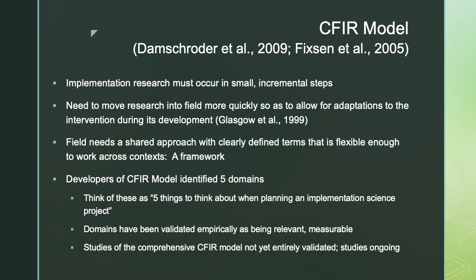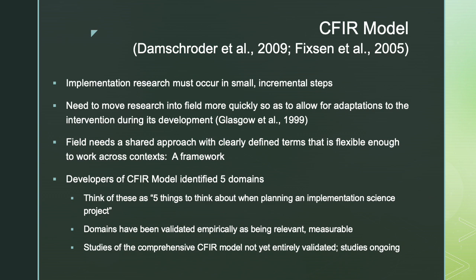Well, Glasgow, Fixsen, Damschroder, those scientists and others were suggesting that we would save ourselves some time and actually get better data sooner if we simultaneously evaluated the implementation of our interventions while also evaluating their impact. So the CFIR model was their attempt to come up with a shared approach with clearly defined terms that would be flexible enough to apply across contexts, whether you're going to do implementation of an intervention in the public health domain, for example, or in a school or in a medical system.